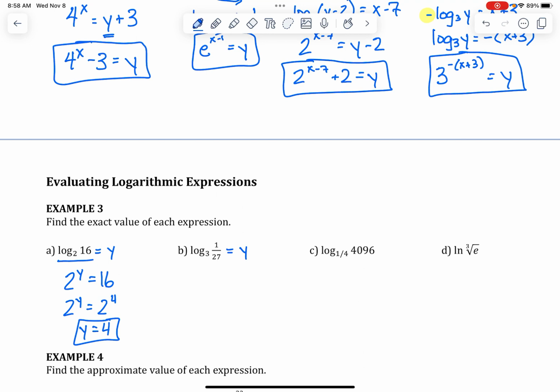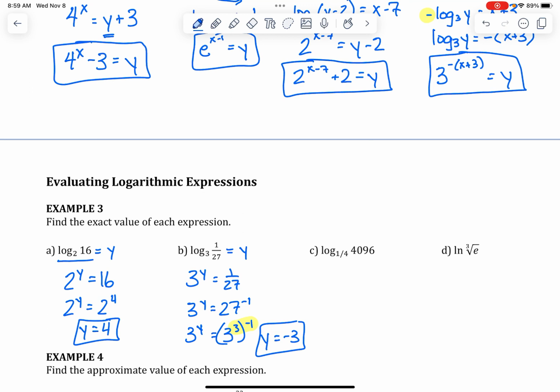So always come up with an exponent, so 3 to the y equals 1 over 27, and you can think of this as 27 to the negative 1, which means that 27 can be written as 3 to the 3rd to the negative 1, and 3 times negative 1, as you remember from last section, is negative 3.